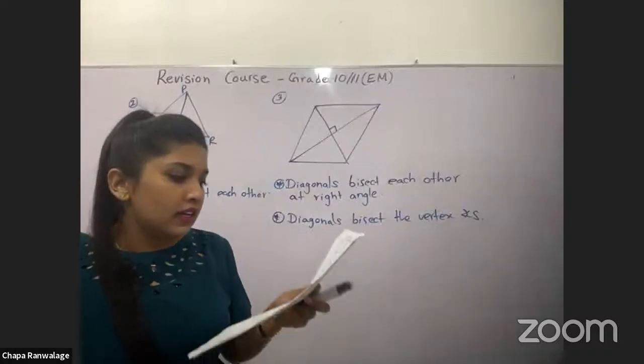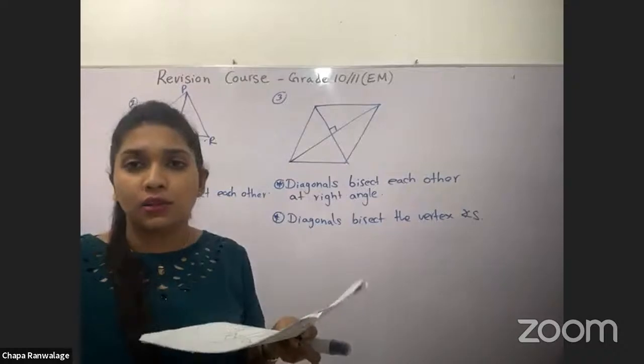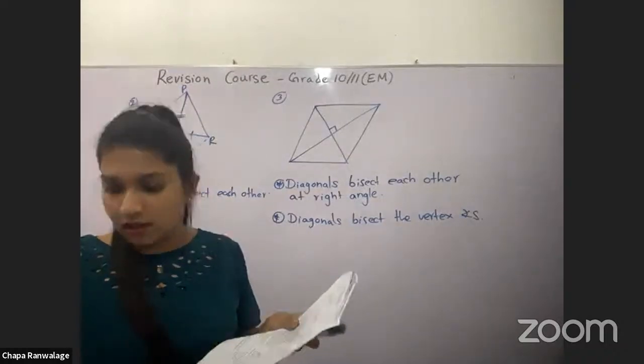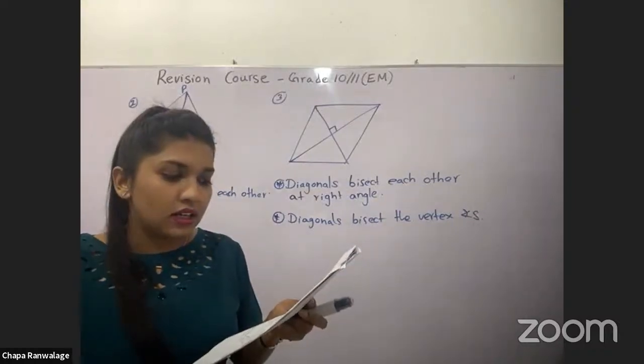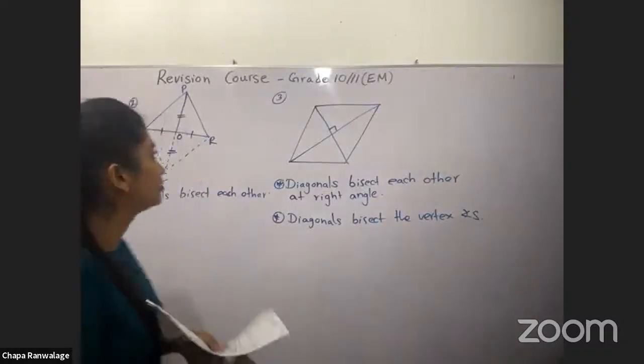Now tell me, children, in the parallelogram, opposite sides are equal and parallel. What do you think? Is it correct or wrong? Opposite sides are, yes, equal and parallel. Yes, it is correct. So first one is correct.